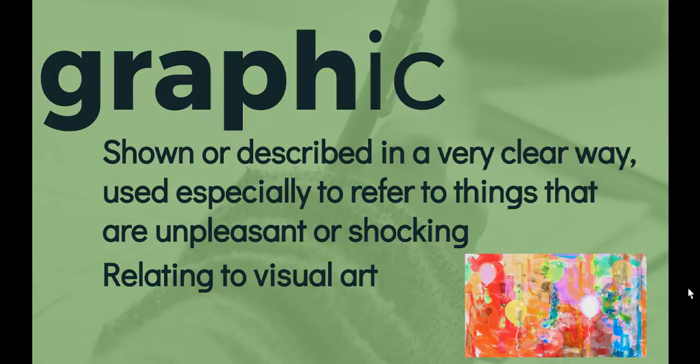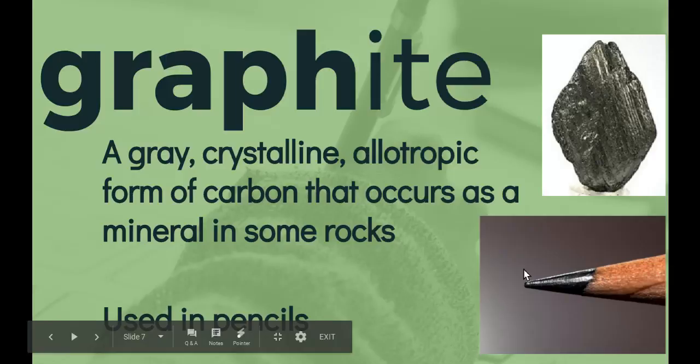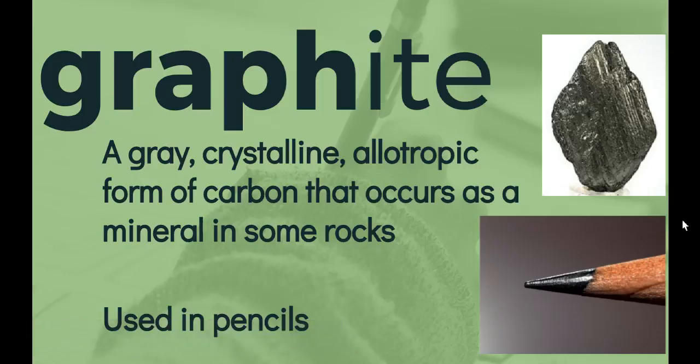And your last word is graphite, and this is a gray crystalline allotropic form of carbon that occurs as a mineral in some rocks. So it is a mineral, it's in some rocks, but more commonly it is used in pencils. So graphite is what you write with when you use a pencil. A lot of times we say lead. Lead is no longer used. It's actually graphite in pencils.